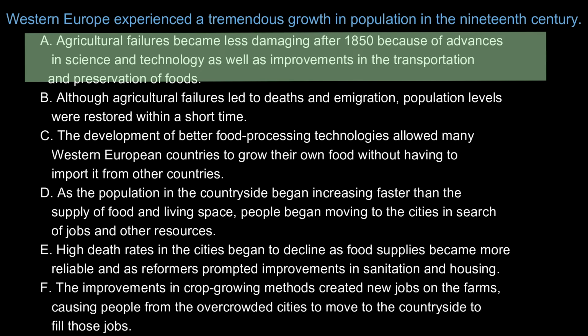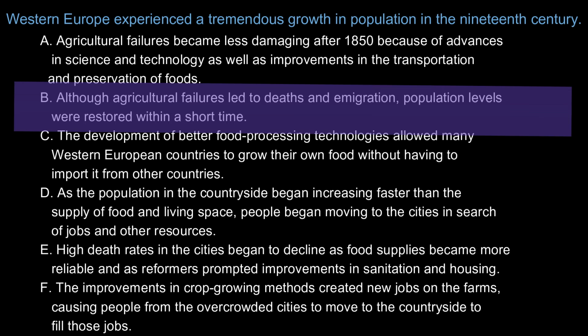Agricultural failures became less damaging after 1850 because of advances in science and technology, as well as improvements in the transportation and preservation of foods. This supports population growth by indicating improved food security. Better food availability and preservation would lead to fewer deaths from famine and better overall nutrition, contributing to population growth. So we keep A.